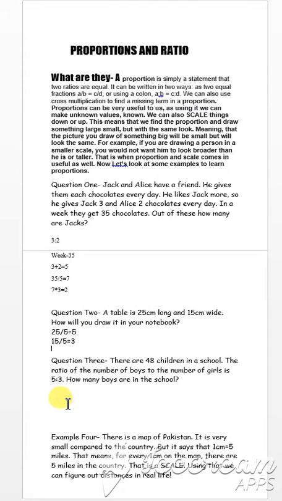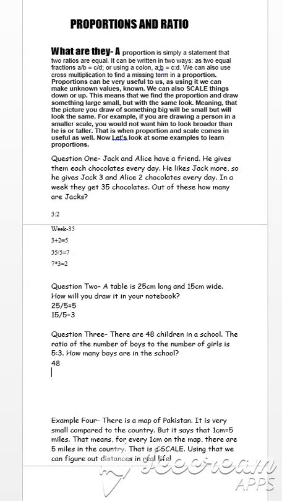Now, for the last question. There are 48 children in a school. The ratio of the number of boys to the number of girls is 5 is to 3. How many boys are in the school? Well, this is probably the simplest question yet. Let me show you how it's done. Okay, so we have 48 students and 5 is to 3 is the ratio of boys to girls. And we need to find how many boys there are.